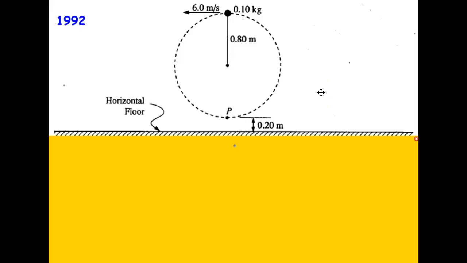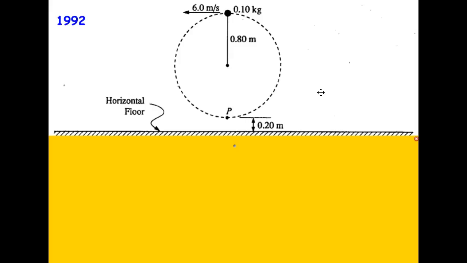Lastly, the free response question from 1992. A 0.10 kilogram solid rubber ball is attached to the end of an 0.8 meter length of light thread. The ball is swung in a vertical circle as shown in the diagram above. Point P is the lowest point in the circle, 0.2 meters above the floor. The speed of the ball at the top of the circle is 6 meters per second, and the total energy of the ball is kept constant.